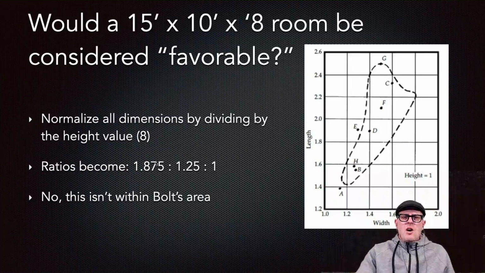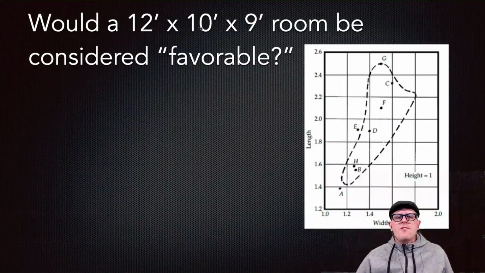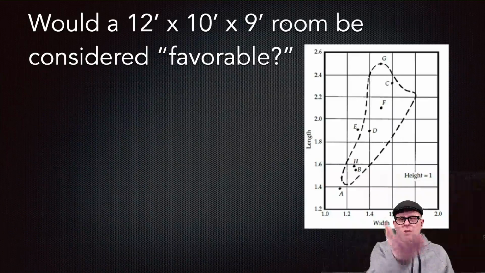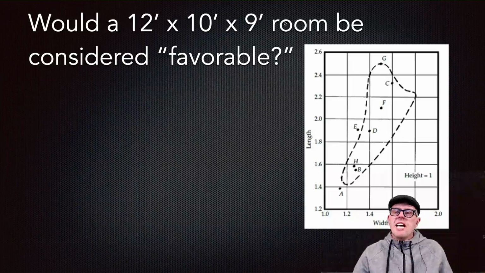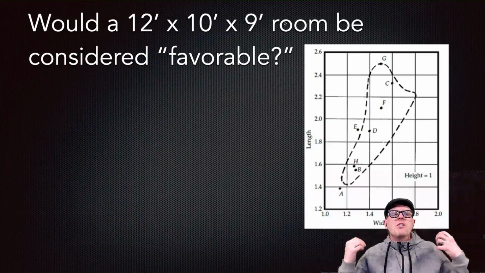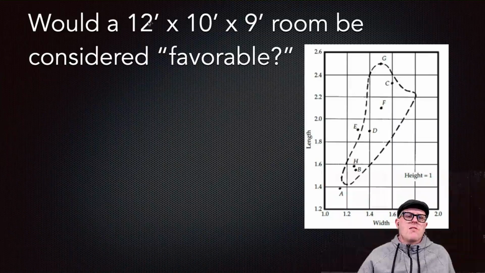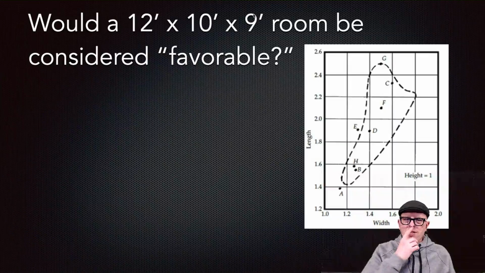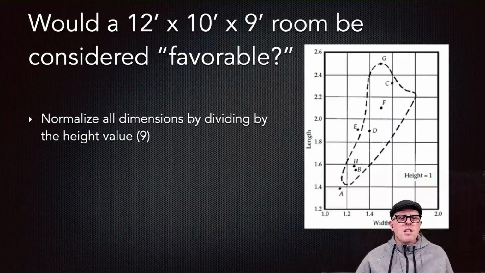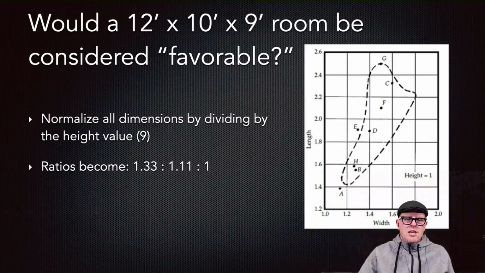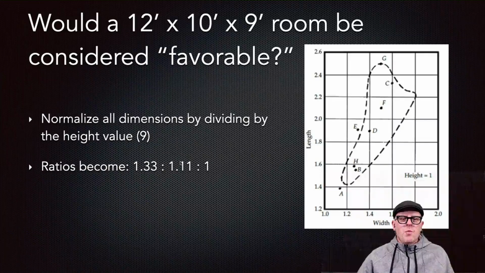Okay. So how about a 12 foot by 10 foot by 9 foot room? You can do this on your own. I'm using feet right now, but the cool thing is it doesn't matter if we're using feet or meters, because they're just ratios. So let's do this one right here. Normalize all dimensions by dividing by the height value, 9. So the ratios become 1.33 to 1.11 to 1, because I divided 12 by 9, 10 by 9, and 9 by 9.